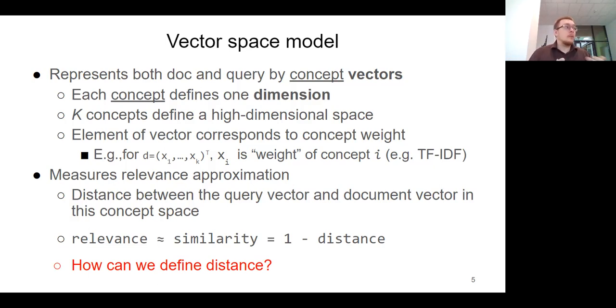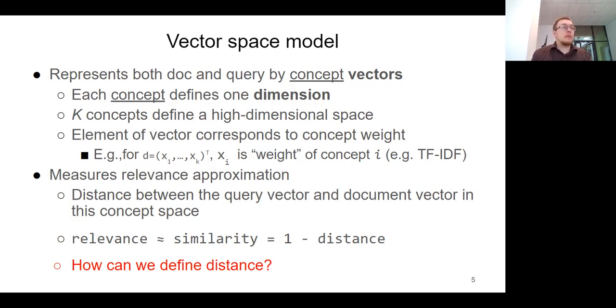And the elements of the vectors in this space should correspond to weights of concepts. So one dimension of this vector means a concept, and the bigger the number, the higher the weight of this concept in both query and document. For example, it can be a TF-IDF value.